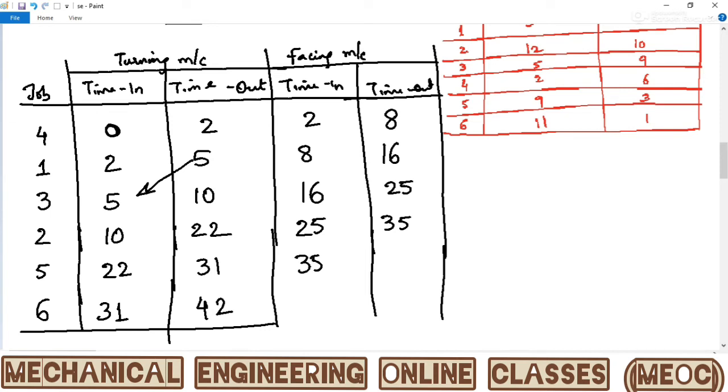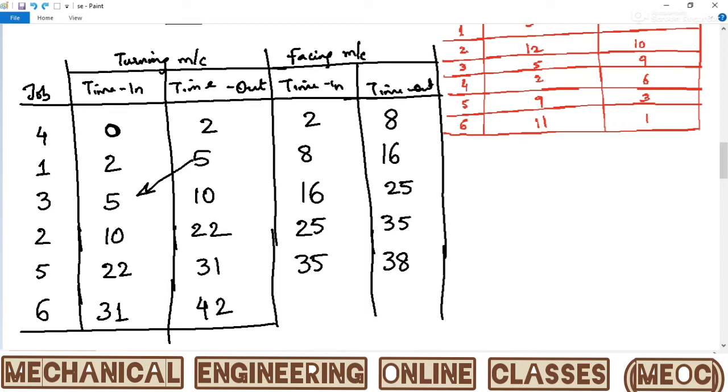So at the 35th minute, the 5th job is taken up by the facing machine, and how much time will the 5th job need on the facing machine? It takes 3 minutes. So 35 plus 3 is 38. Now here, after 38 minutes, the facing machine has completed all operations on these 5 jobs. Now it is waiting for the 6th job to come.